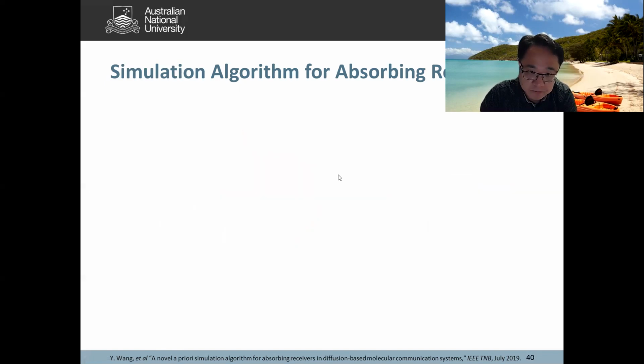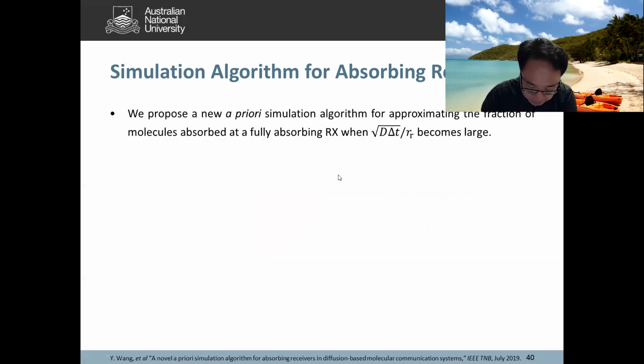So in this simulation algorithm, how do we deal with the intra-step absorption probability? We propose a new a priori simulation platform to approximate the fraction of molecules absorbed by a fully absorbing receiver when this coefficient is large. Here we focus on the case where this coefficient is large. It corresponds to large delta t, which means a large simulation time step, or small R, which means a smaller receiver. For this case, it has its own benefits compared to the existing simulation algorithms.